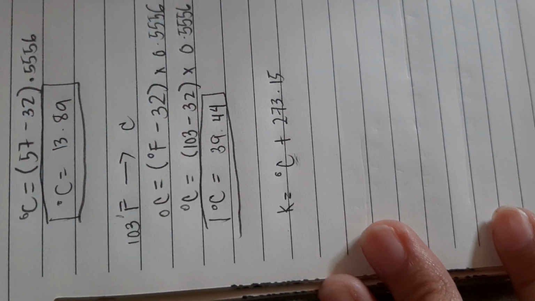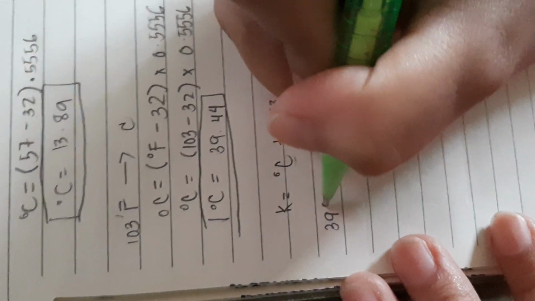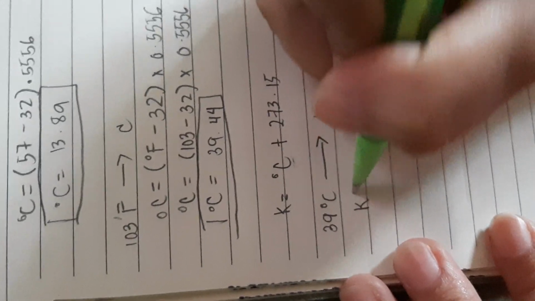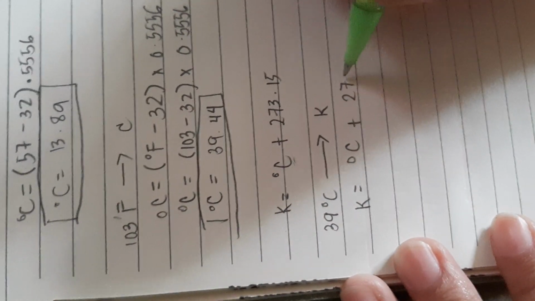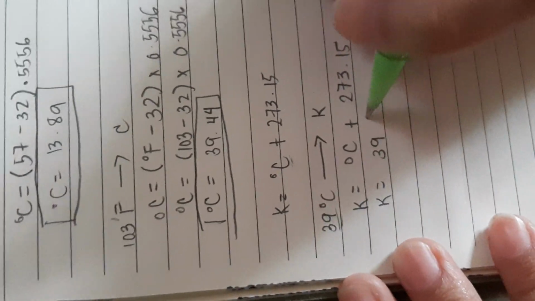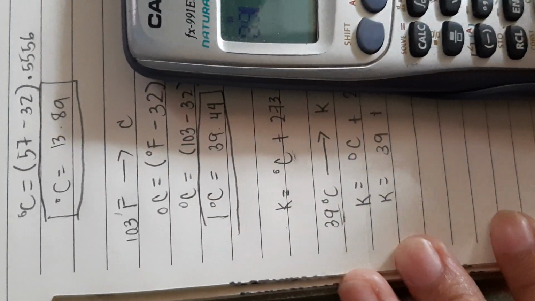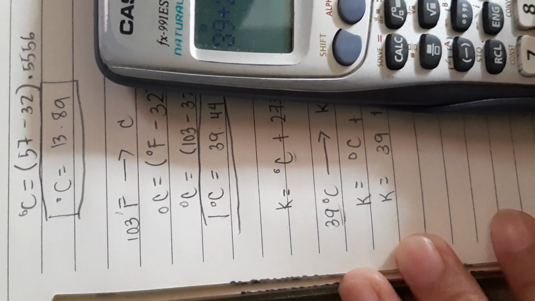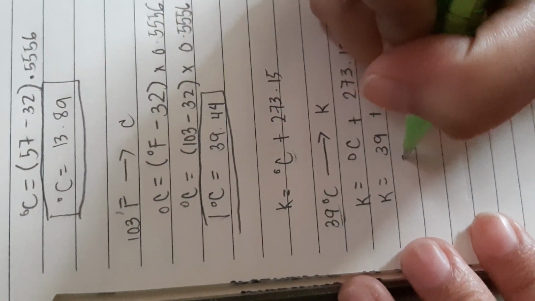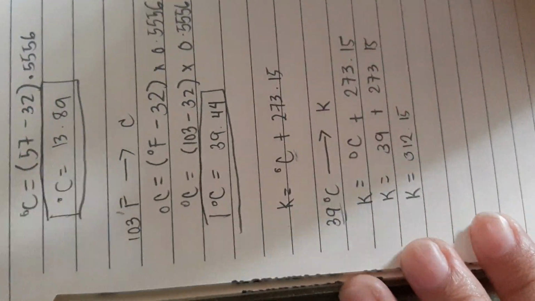So let's have another example for Kelvin. Let's say we have 39 degrees Celsius, and we need to transform it into Kelvin. So Kelvin is equal to degrees Celsius plus 273.15. So Kelvin is equal to, let's copy, 39 plus 273.15. So we calculate 39 plus 273.15, and this is 312.15. So the answer is 312.15. If we convert 39 degrees Celsius into Kelvin, this will be 312.15.